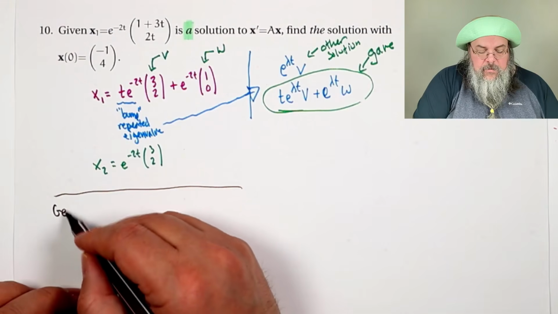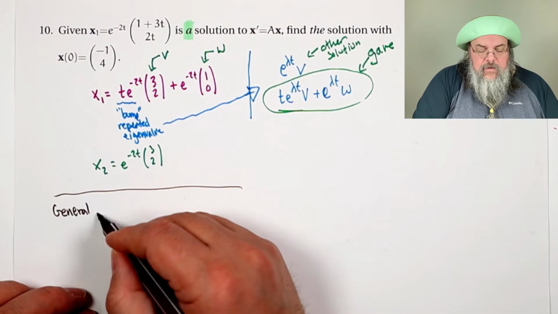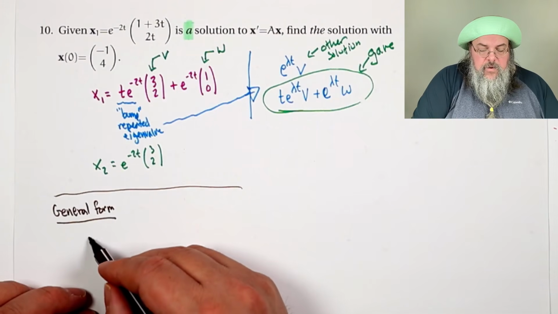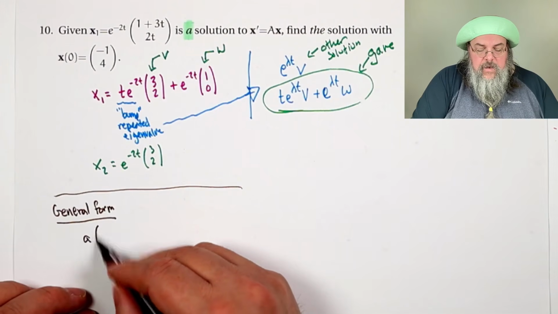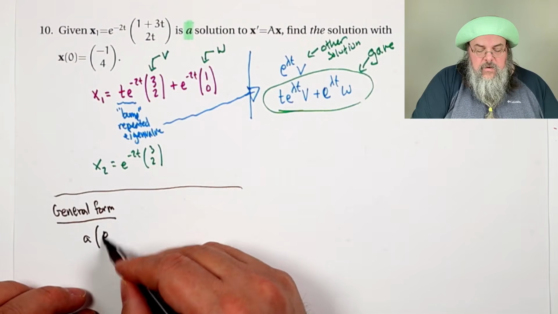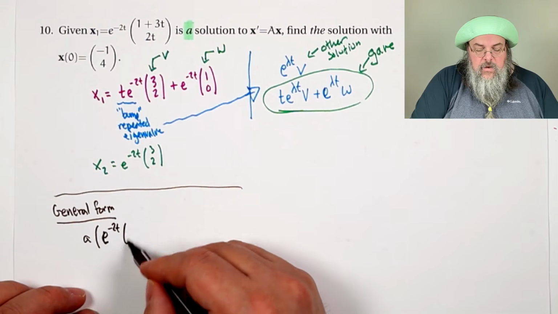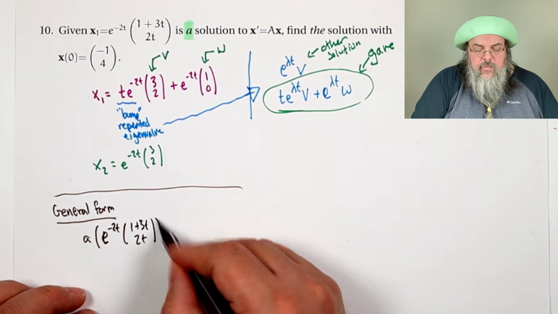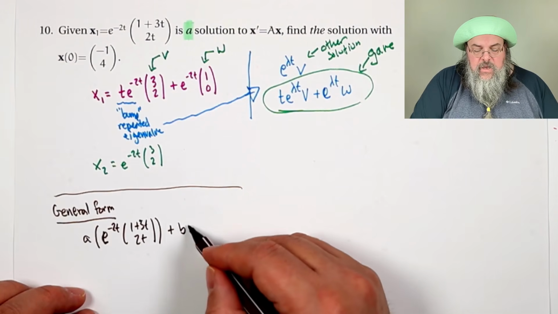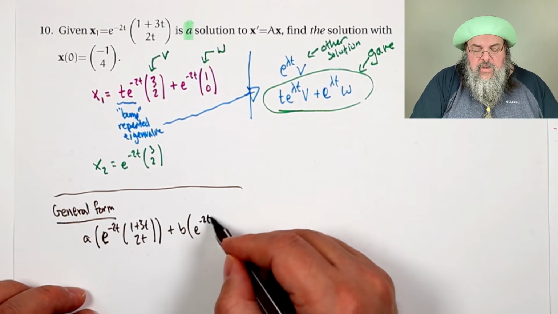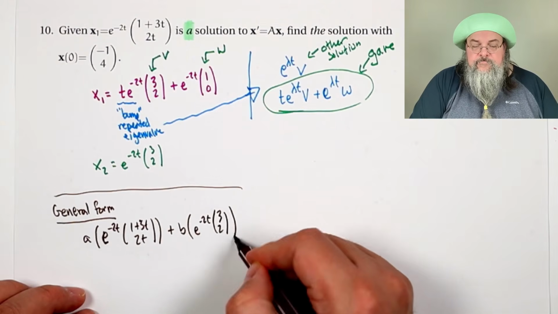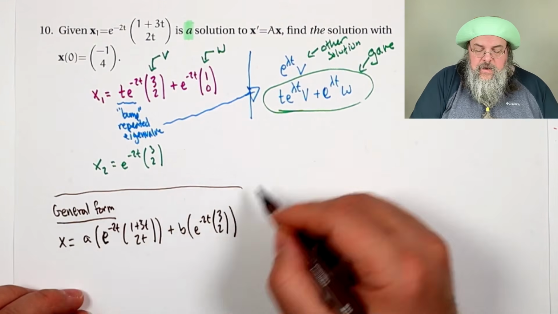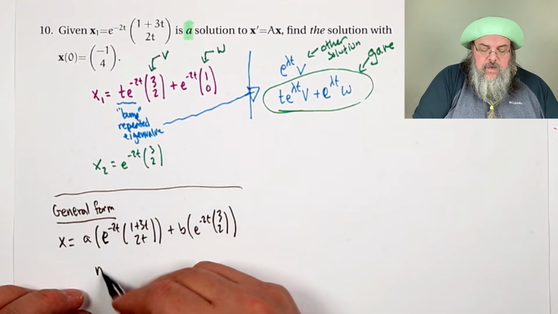And so our general form will look like some multiple a times this, which I'll write as e^(-2t) ((1, 0) plus (3t, 2t)), plus some multiple b, e^(-2t) (3, 2). So with that, now we just have to solve for a and b.